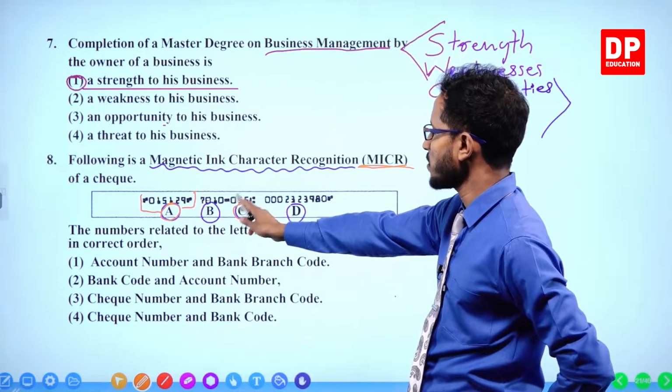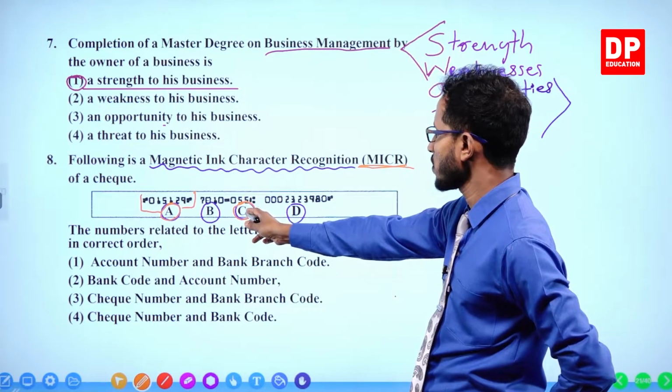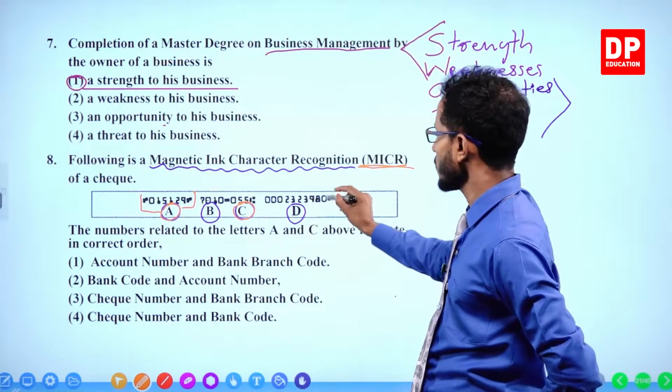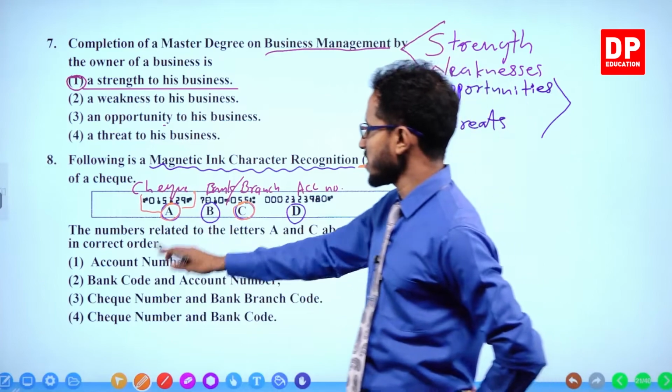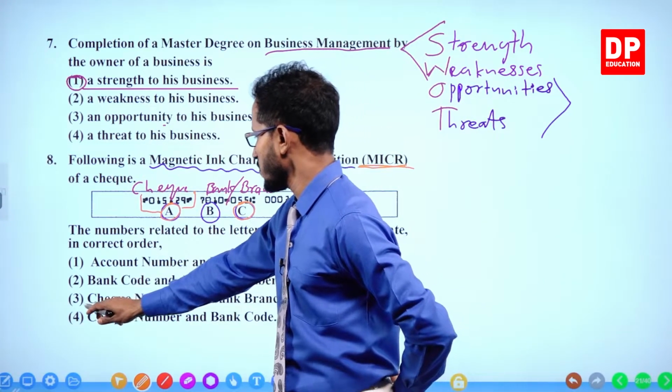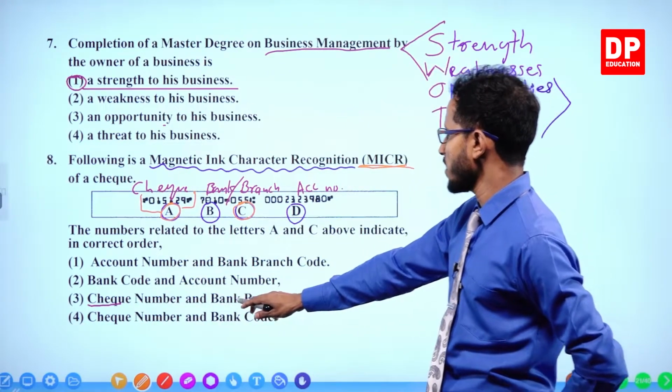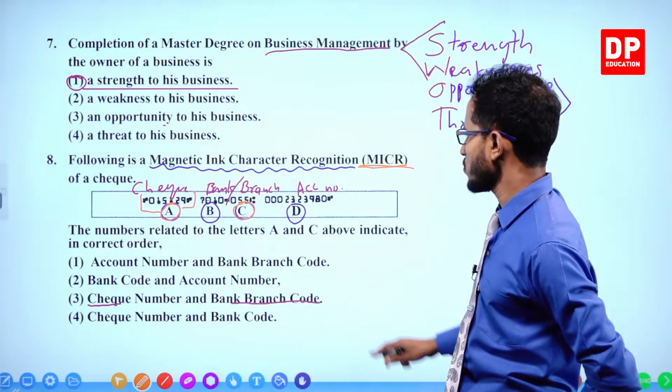B and C, bank branch code. D, account number. So this is the account number. This is the bank and branch code. This is the check number. So A is the check number, and BC is the bank branch code.